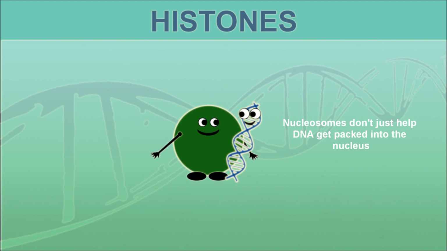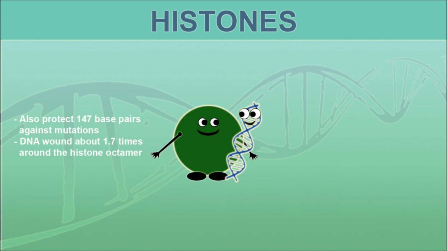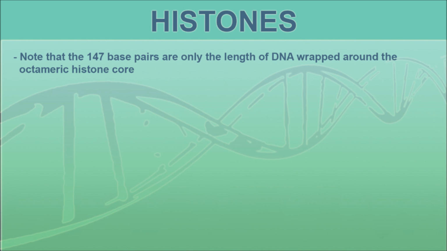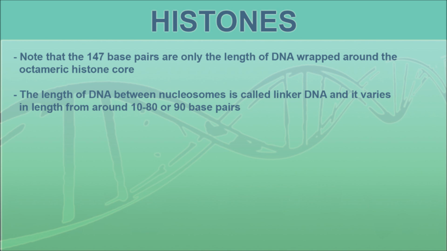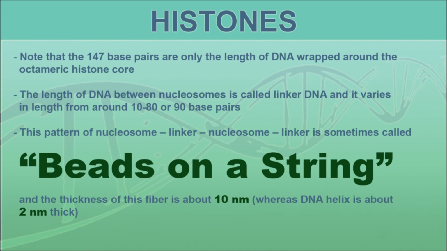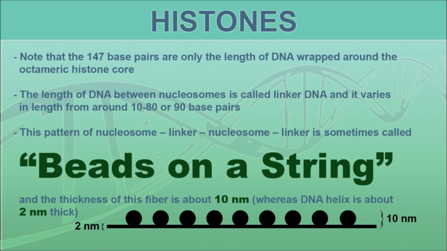Nucleosomes not only help DNA get packed into the nucleus, but also provide a great deal of protection against mutations to the 147 base pairs of DNA wound about 1.7 times around the histone octamer. Note that the 147 base pairs are only the length of DNA wrapped around the octameric histone core. The length of DNA between nucleosomes is called linker DNA, and it varies in length from about 10 to 80 or 90 base pairs. This pattern of nucleosome linker is sometimes called beads on a string, and the thickness of this fiber is about 10 nanometers, whereas the DNA helix is about 2 nanometers thick.